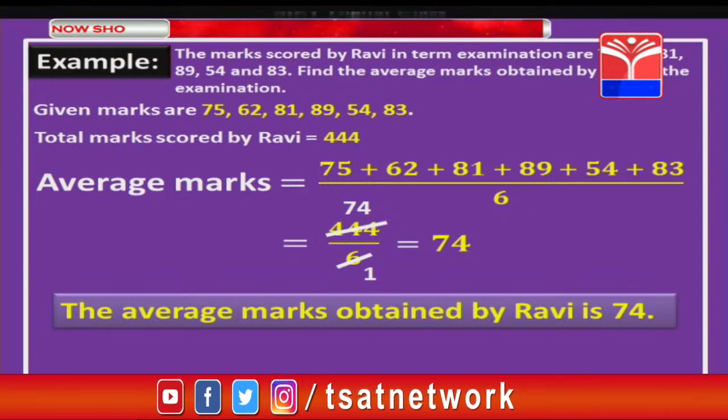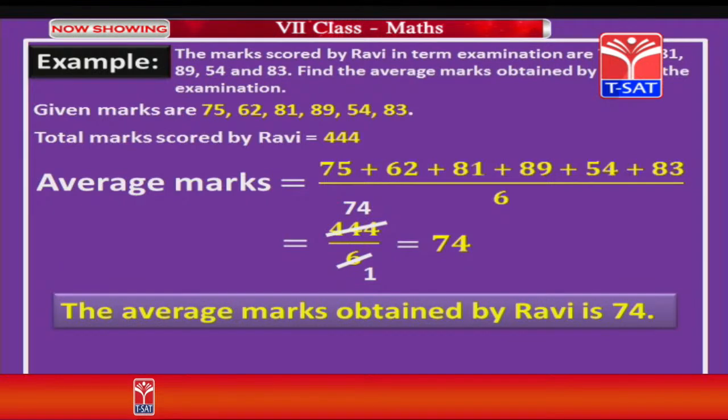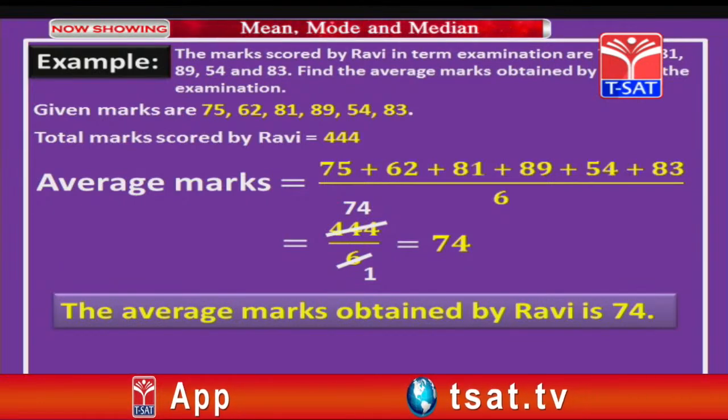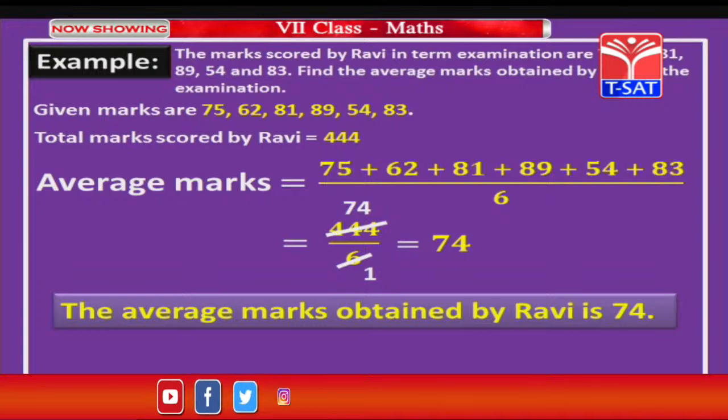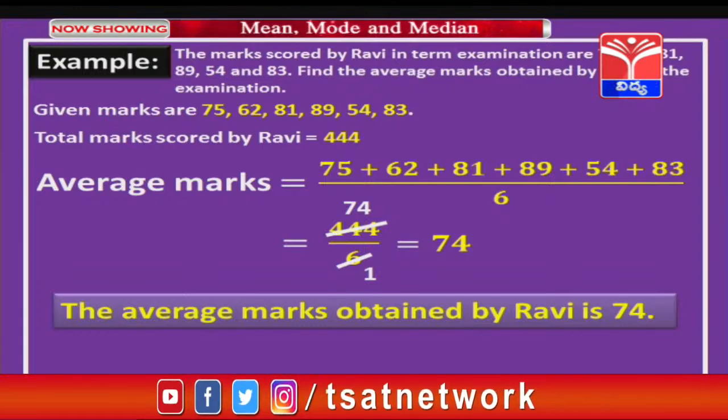What do you mean by this, children? Does it mean that Ravi got 74 marks in each and every subject? No, it is just a representative value, right. It does not mean that he got 74 in all the subjects. He may have got more than 74 or less than 74 also.